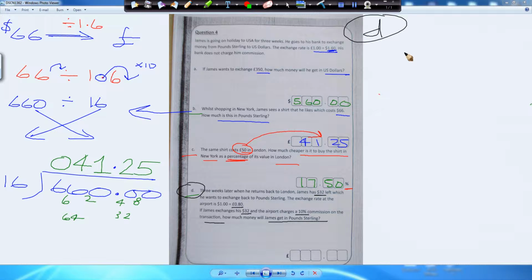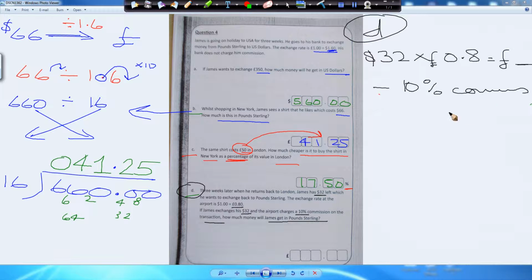So, okay folks, we need to do $32 and we need to multiply that by 0.8 pounds to change it into pounds. And then once we get changed into pounds, we need to minus from that 10% of it as commission, we lose it.